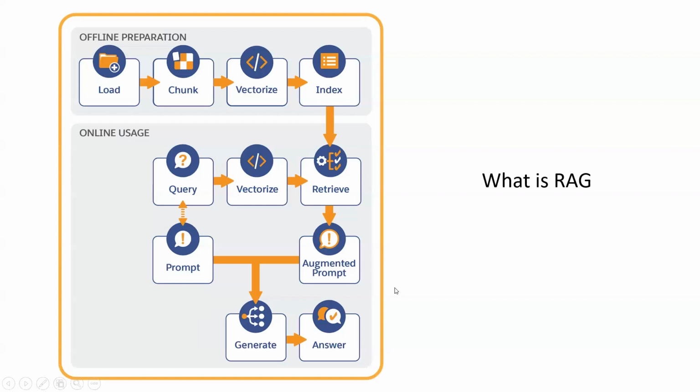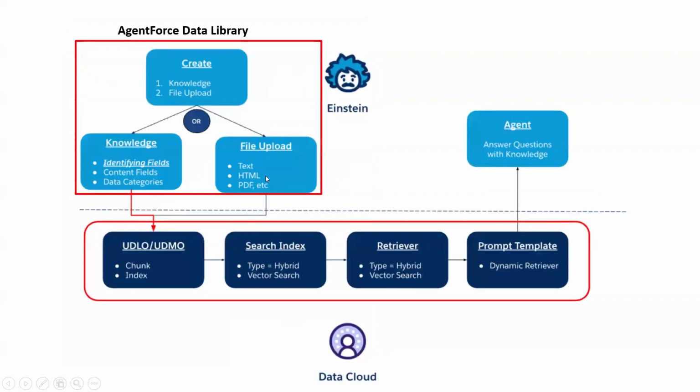Now, as we have understood what RAG is, we can come to the architectural diagram of how this actually looks when we set it up for the Agentforce data library. As you see here, we first have to create the data library. The data library has a couple of options: you can go with the knowledge base or the file upload, and now we also have web search.